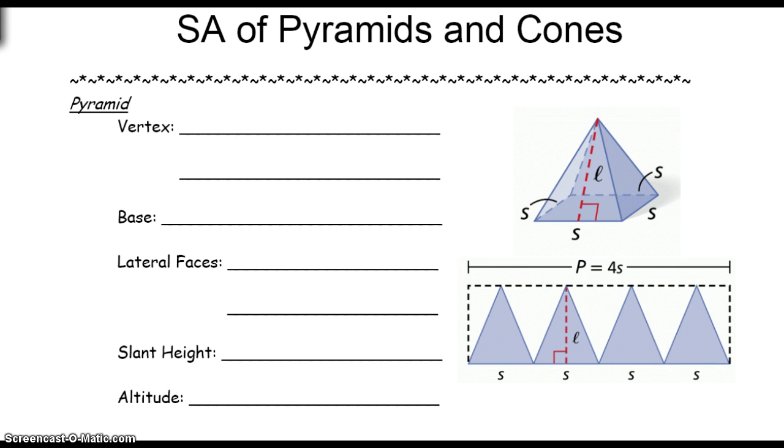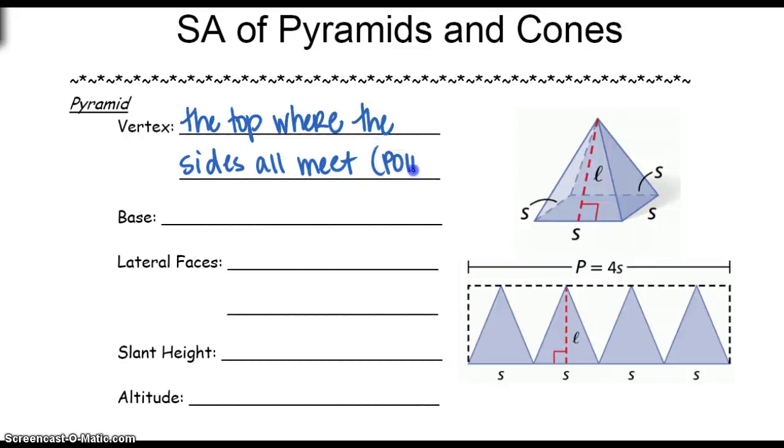So first things first, let's talk about a vertex. My definition of this is it's the top where the sides all meet. It's kind of like a point at the top, okay? So it's the top where the sides all meet. So looking at this picture over here, that right there would be your vertex. That's your vertex right there.